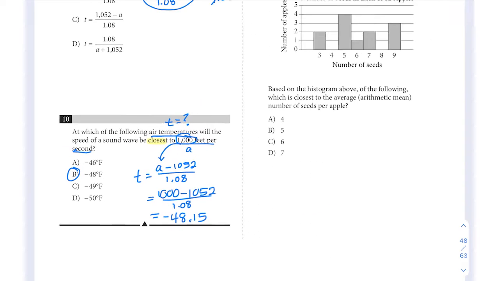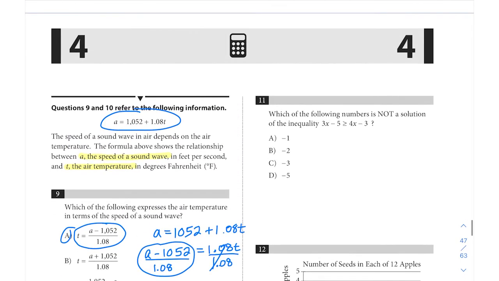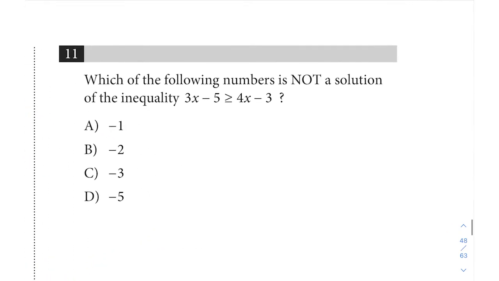Now let's move on and take a look at question 11. So here, which of the following numbers is not a solution? And I do recommend underlining that when you read the question, even though they put it in all caps, it's so easy to forget. And I see test takers miss questions even when knowing how to do the math because they're just not careful about recognizing that it was asking for the exception or the not scenario. So make sure that if they say not a solution, that we're reading that and applying that correctly.